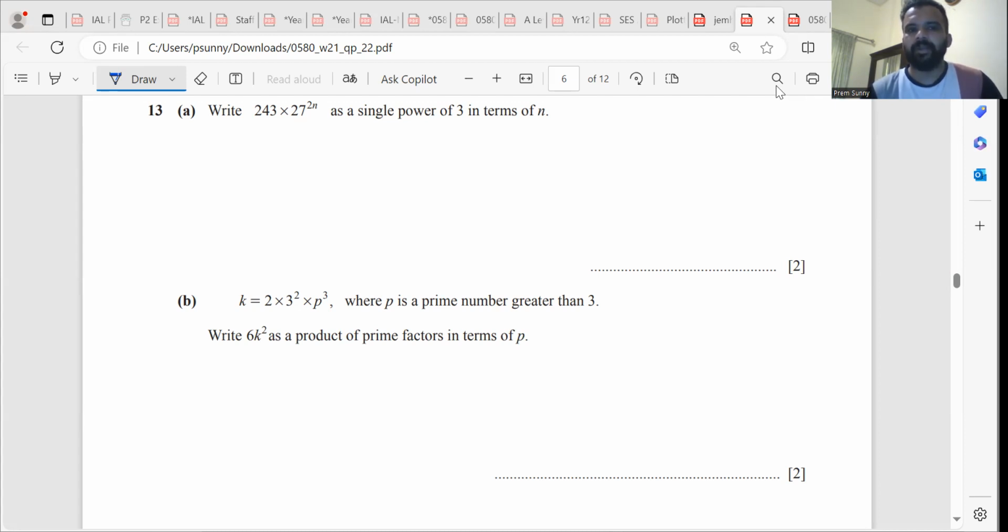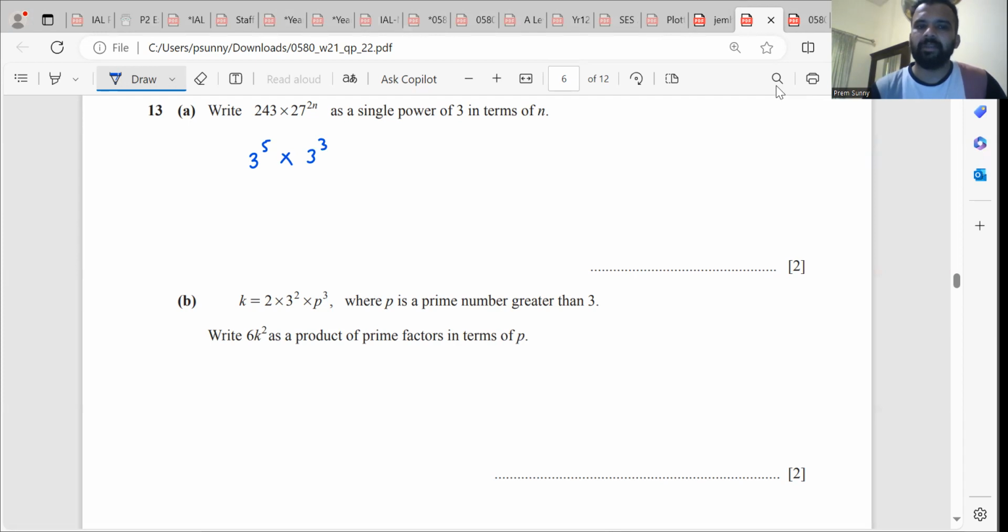So 243 into 27 to the power of 2n as a single power of 3. Let's first take 243 and represent it as a power of 3. We know that 243 is 3 to the power of 5. 3 to the power of 5 will give you 243. In this question, our aim is to make 243 and 27 a power of 3. So 243 can be written as 3 to the power of 5, and 27 can be written as 3 to the power of 3.